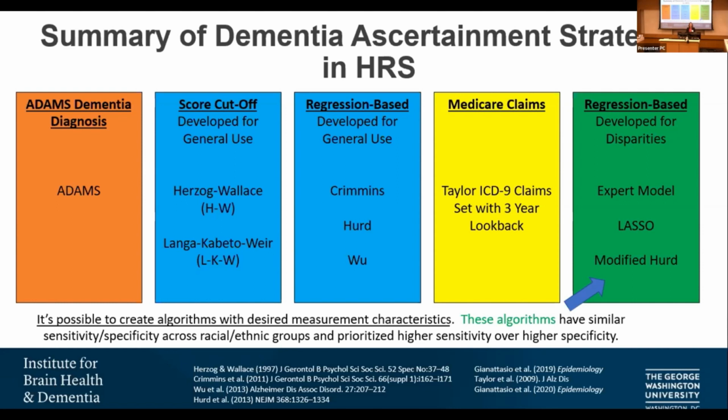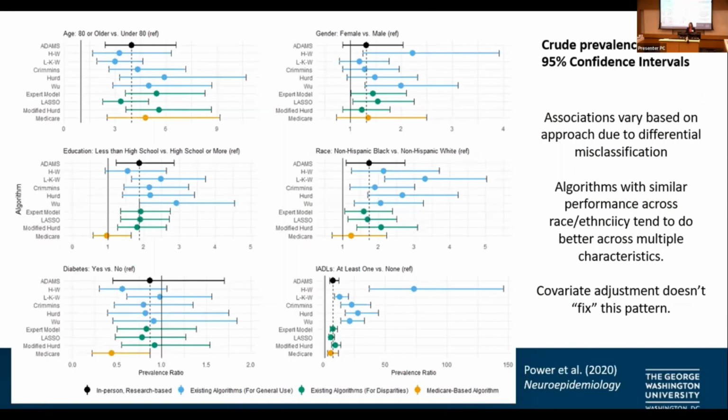So we created these three algorithms. I loosely call them the expert model, because I just looked at things and said this should go in the model. Lasso, which is a machine learning technique, and a modified version of the HRS algorithm that was created by Rand, I believe, Dr. Michael Arner. And what we did then to evaluate this is we ran the prevalence ratios from a variety of exposures on dementia and compared the answer we got for each of those algorithms.